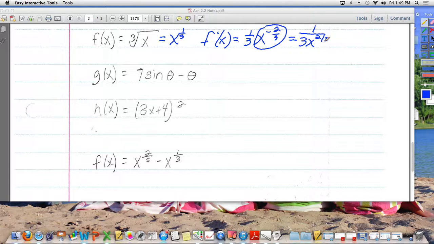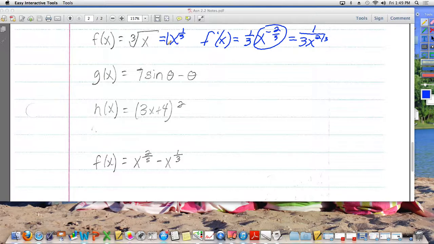Yes? Wait, why is it not negative 1/3 in front of x? Well, the cubed root of x is the same thing as x to the positive 1/3 power. So you take this positive 1/3 power, you multiply it by the 1 out in front. But then you have to subtract 1 from 1/3, that gets you negative 2/3. This negative 2/3 is a power. So you move this whole thing to the bottom of the fraction and you change the power from a negative to a positive.